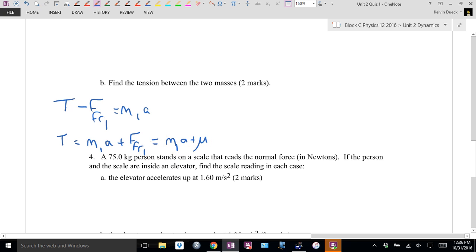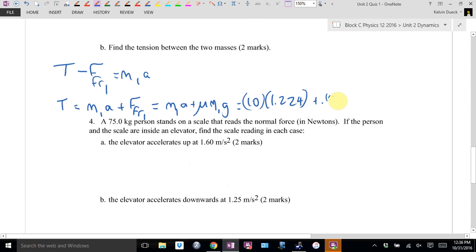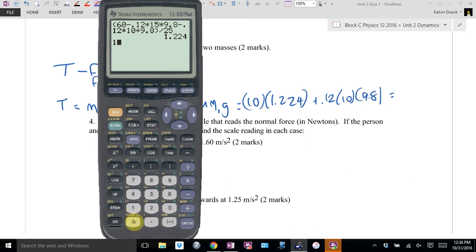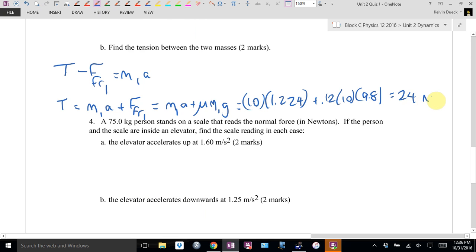I don't know the normal force. Oh, but look, M1G. So it's going to be M1, which was 10 times 1.224. I'll use the full value, plus, what was mu? 0.12 times 10 times 9.8. 10 times answer button plus 0.12 times 10 times 9.8. And I got, oh, nice, 24 newtons, yes? Again, if you got that right, full marks, 2 out of 2. Otherwise, I would probably go 1 mark for that, half mark for that, and a half mark for the answer.